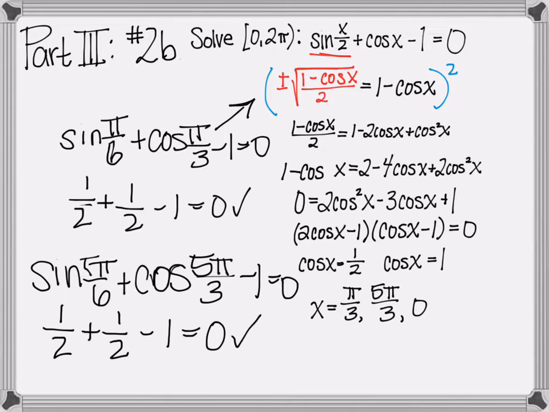If we plug 0 back in, that's a quick check. Sine of 0 is 0. Cosine of 0 is 1. So we get 1 minus 1, which is 0, and we're good. So all these do check out.